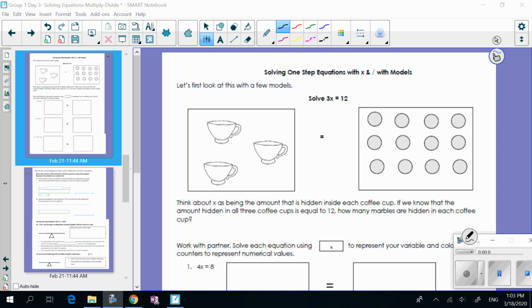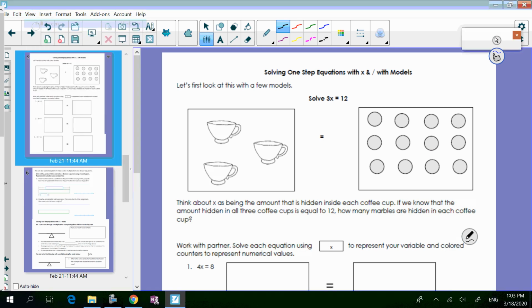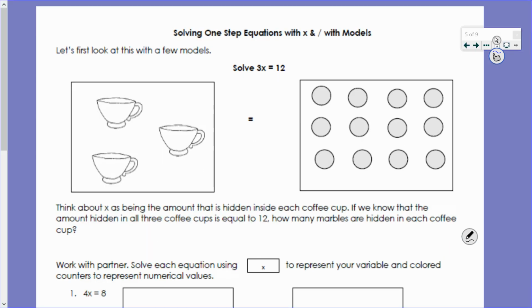What we're going to do is a follow-on to what we did last class. But instead of addition and subtraction, we're now going to do multiplication and division.